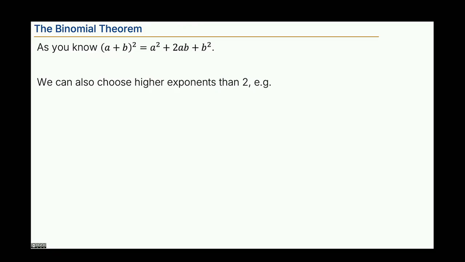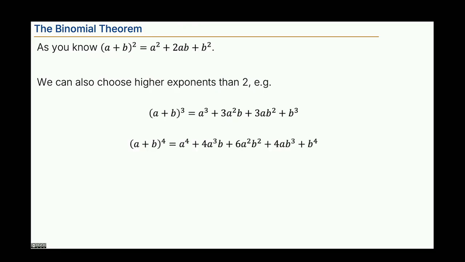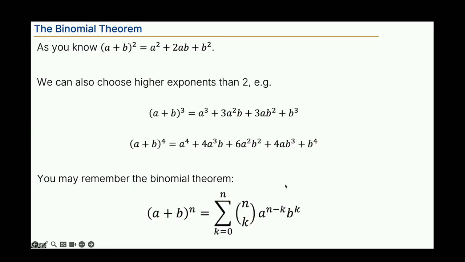find something useful. So we can also choose higher exponents than 2, of course. We could, for example, do cubed, in which case we'd get this expression. We could do the 4th, in which case we get this expression. And you may remember that if we wanted to look at the weight of each of these terms, there's the binomial theorem, which looks scary. But basically all it's saying is that this one right here is 4 choose 2, this one's 4 choose 3, and so forth.